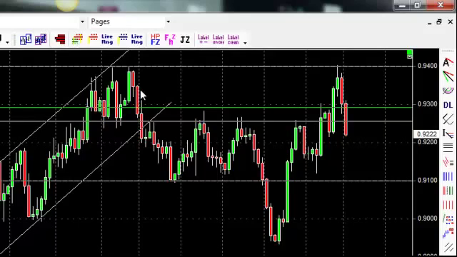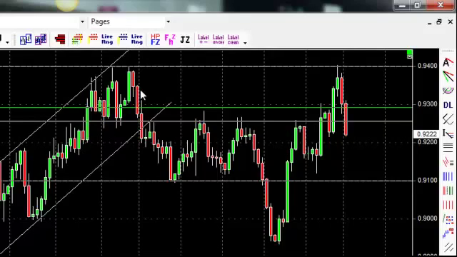If you have more sellers selling a currency pair than you do buyers, then you have more selling pressure, and the currency pair is going to go down. If you have more buyers buying a currency pair than you do sellers selling, then you have more buying pressure, and the currency pair is going to go up.